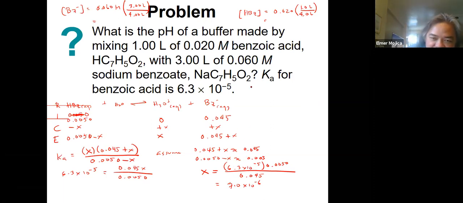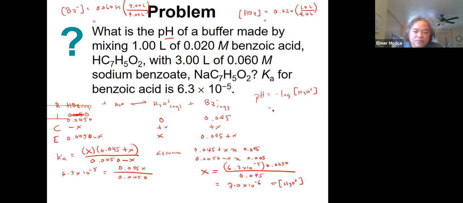The answer is not yet done because we are asked for the pH. But what is x? x is your H3O plus. So all you need to do to get the pH, you just get the negative log of H3O plus. You get 5.15.